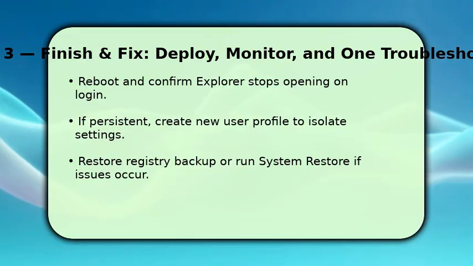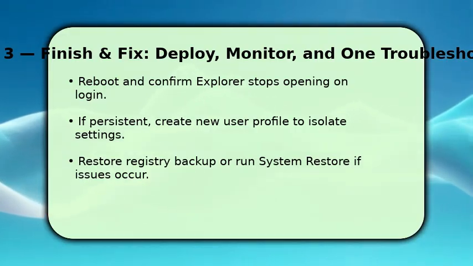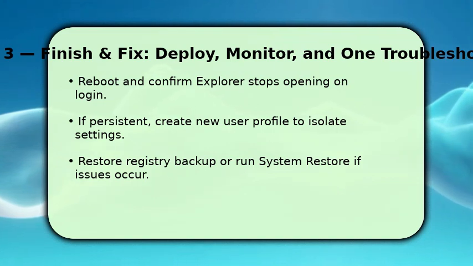If changes caused instability, restore the registry backup you made or run System Restore to a prior point. This safely rolls back edits. One key troubleshooting tip: use Autoruns for a deeper scan if Explorer still launches unexpectedly.